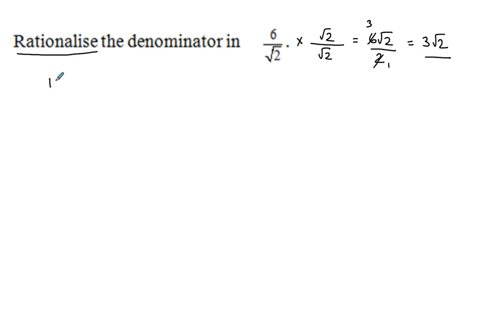If we had 12 over surd 3, then again just multiply by surd 3 over surd 3. So we'd get 12 surd 3, and then surd 3 times surd 3 is 3. And then how many 3's in there? 1. How many 3's in there? 4. So we get 4 surd 3.